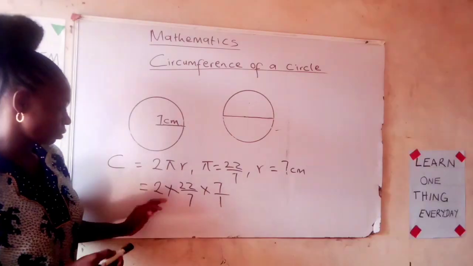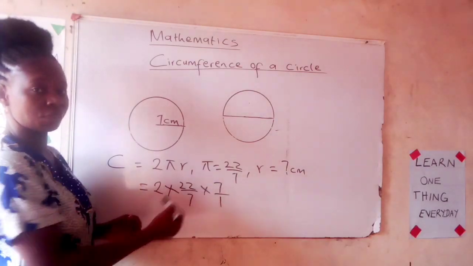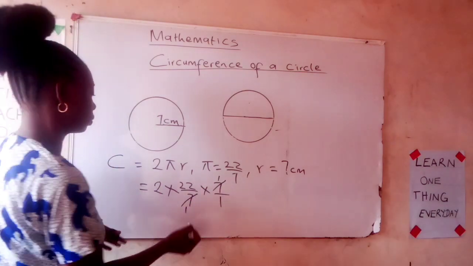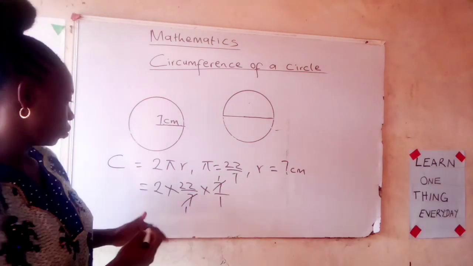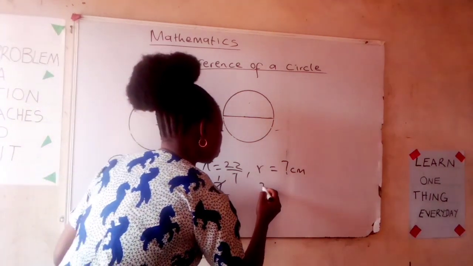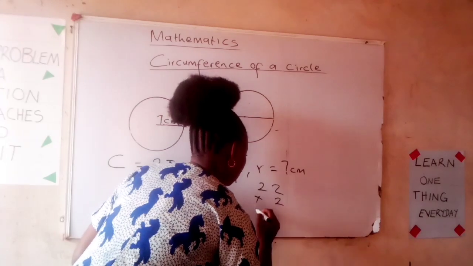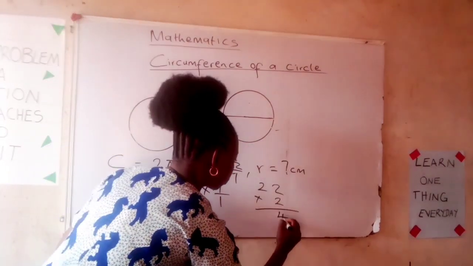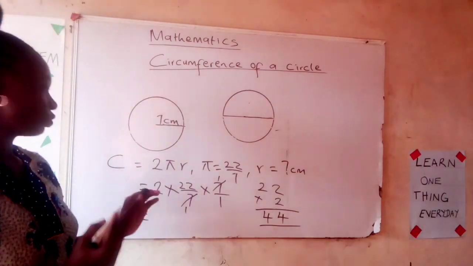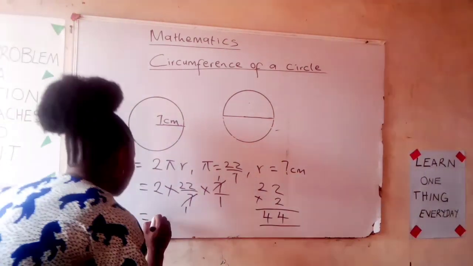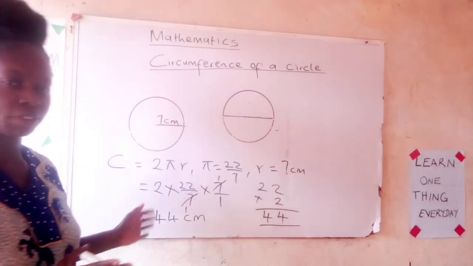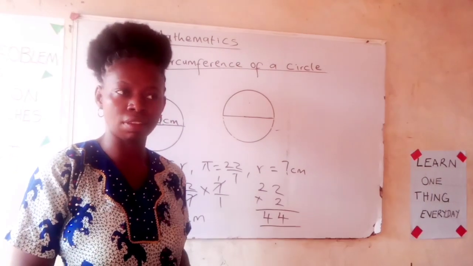So when you look at it, you can see 7 is down here. 7 can divide up. 7 divided by 7 is 1 and 1. Now we have cancelled out the 7. What do we do? We multiply 2 times 22. 22 times 2. You see how we do multiplication? 2 times 2 is 4, 2 times 2 is 4. So 22 times 2 is 44. So our circumference becomes 44 cm.